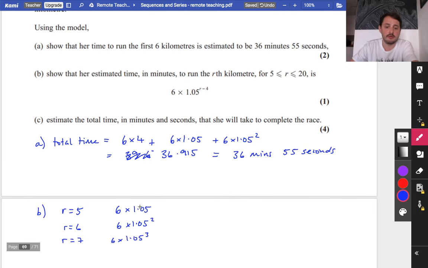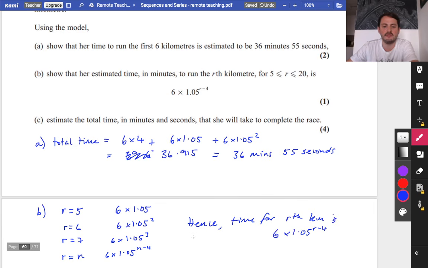So all you really need to do here is recognise that the power at the top is 4 less than the value of r. So if r was equal to n, it would be 6 times 1.05 to the power of n minus 4. Hence, the time for the rth kilometre is 6 times 1.05 to the r minus 4. There's no real other way of showing that other than actually just writing things out.